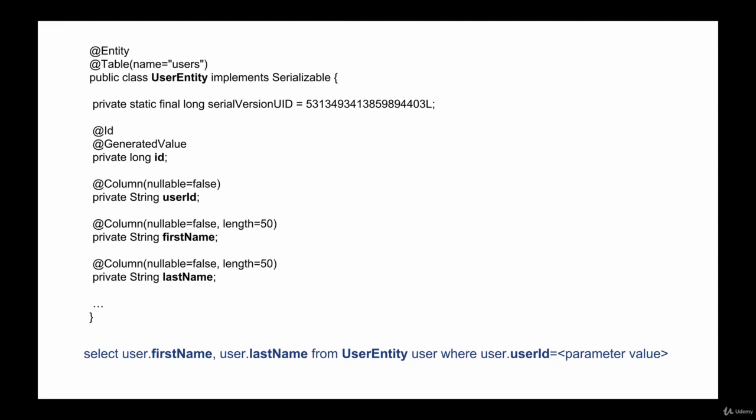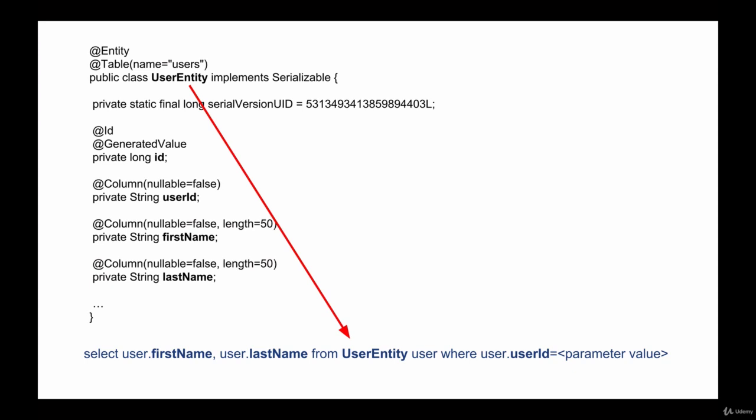For example, let's assume we need to write a query that selects user first name and user last name from a database where user ID is equal to some value. In the query that we will write, we will select from, and then instead of using database table name, we will use the entity class name, which is in our case user entity. Also, in this query, we are selecting first name and last name only.